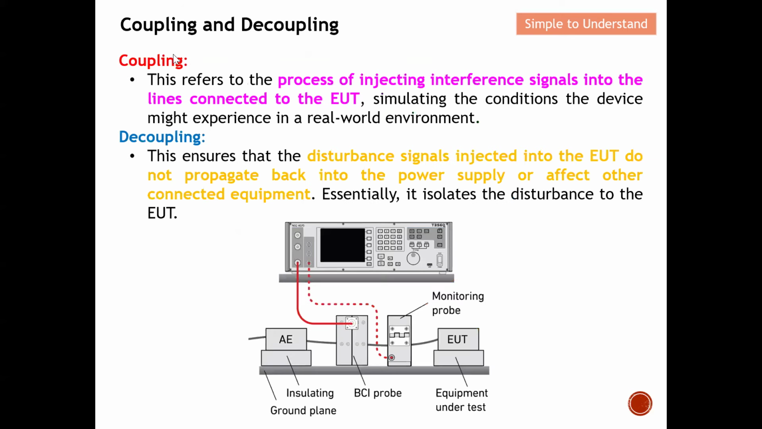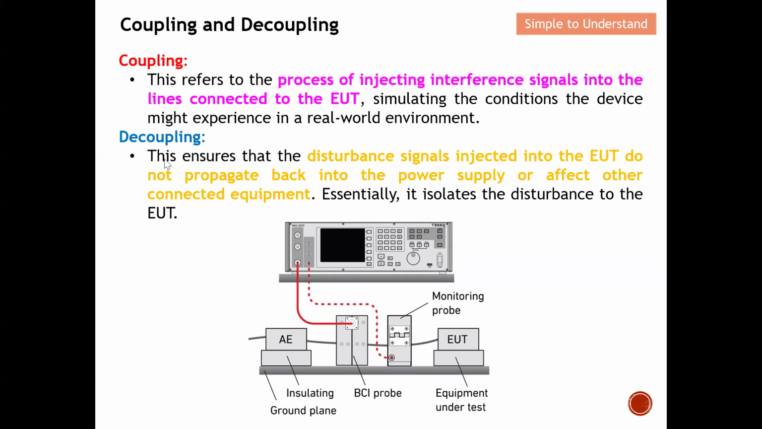Let me now explain the meaning of coupling and decoupling. What is the meaning of coupling? This refers to the process of injecting an interference signal into the line that is connected to the EUT. For example, if I'm going to power up this EUT through, let's say, a power supply, what they do is directly inject the noise into the cable, and this noise propagates to disturb your EUT. You just need to observe whether your EUT can still function. So this is the meaning of coupling.